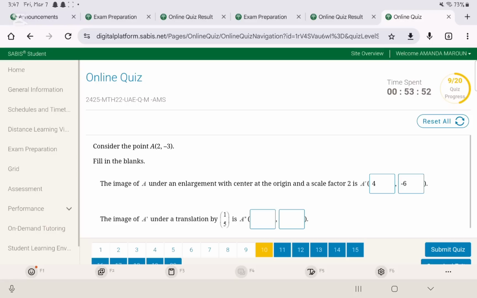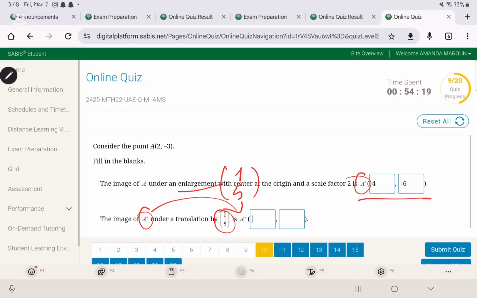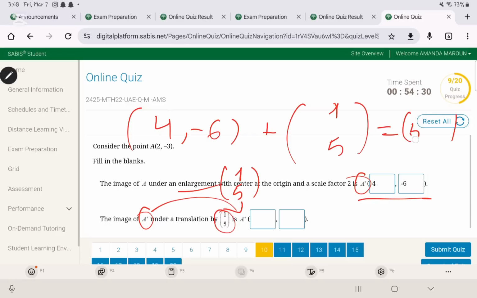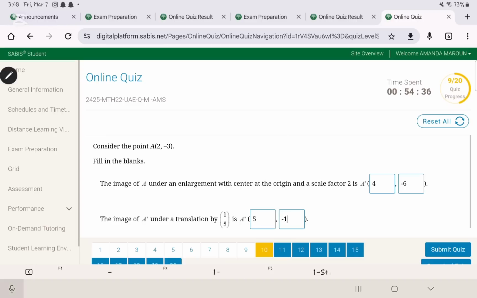We move on to the second part. They said after the enlargement, we got the image A prime. They said that this image A prime undergoes a translation (1, 5). So the vector is (1, 5) at A double prime. So we need to find the value of A double prime. Very simply, what we are going to do, we're going to do (4, -6). We are going to add it to (1, 5), the vector. And we're going to get the point to be (5, -1). So very simply, A double prime is (5, -1).